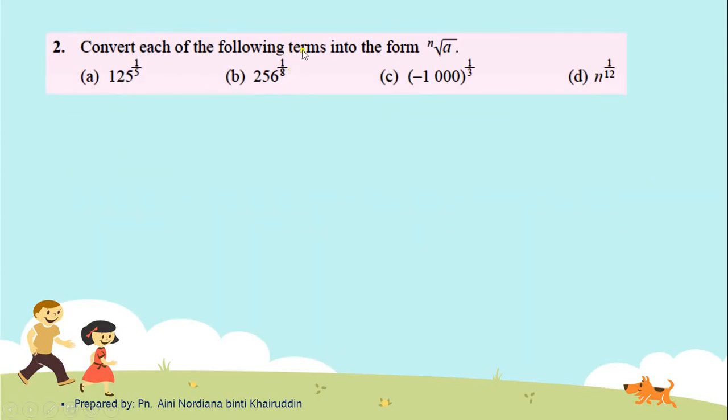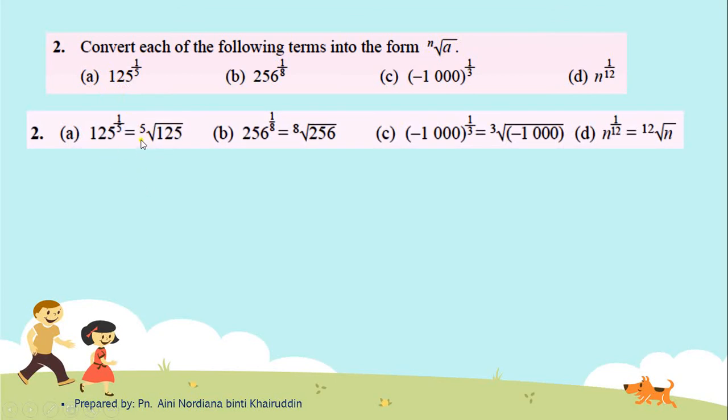Convert each of the following terms into the form of the nth root of a. So for this, change to the fifth root of 1 to 5. This one for example B, the 8th root of 256. C, the cube root of negative 1000. Or D, the 12th root of n.